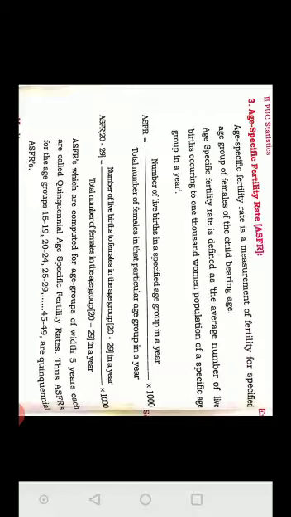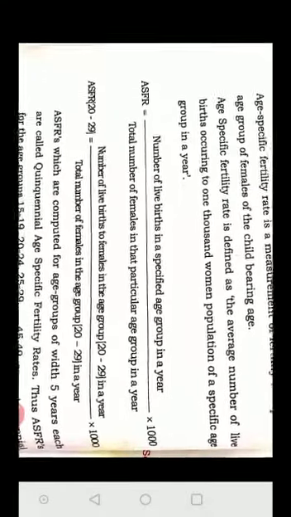ASFR is equal to the number of live births in a specified age group in a year divided by the total number of females in that particular age group in a year, into 1000. To make it more specific and clear, we have just taken an example, that is ASFR from 20 to 29. I only want to calculate the age specific fertility rate for the age group 20 to 29.